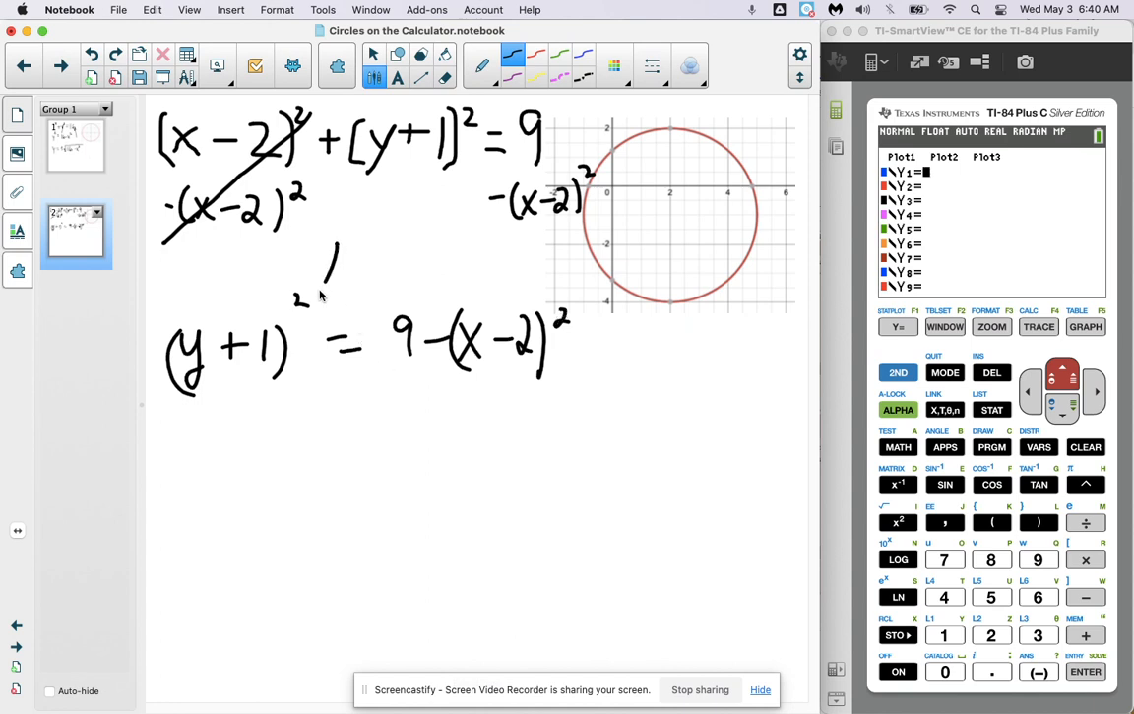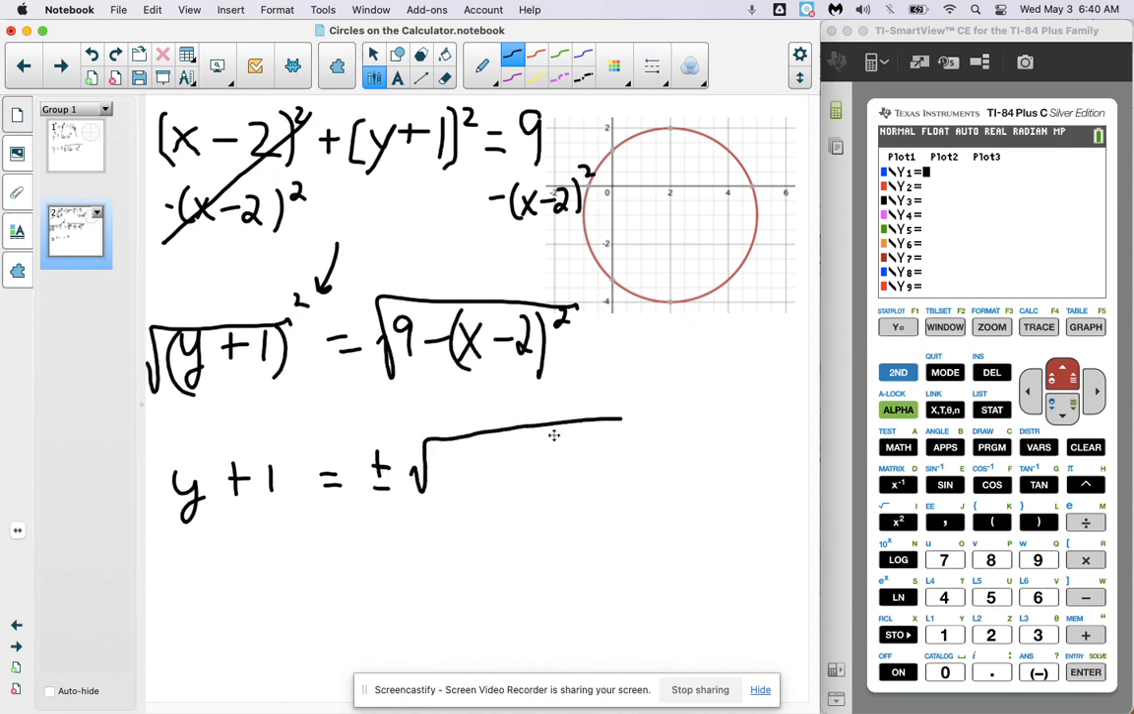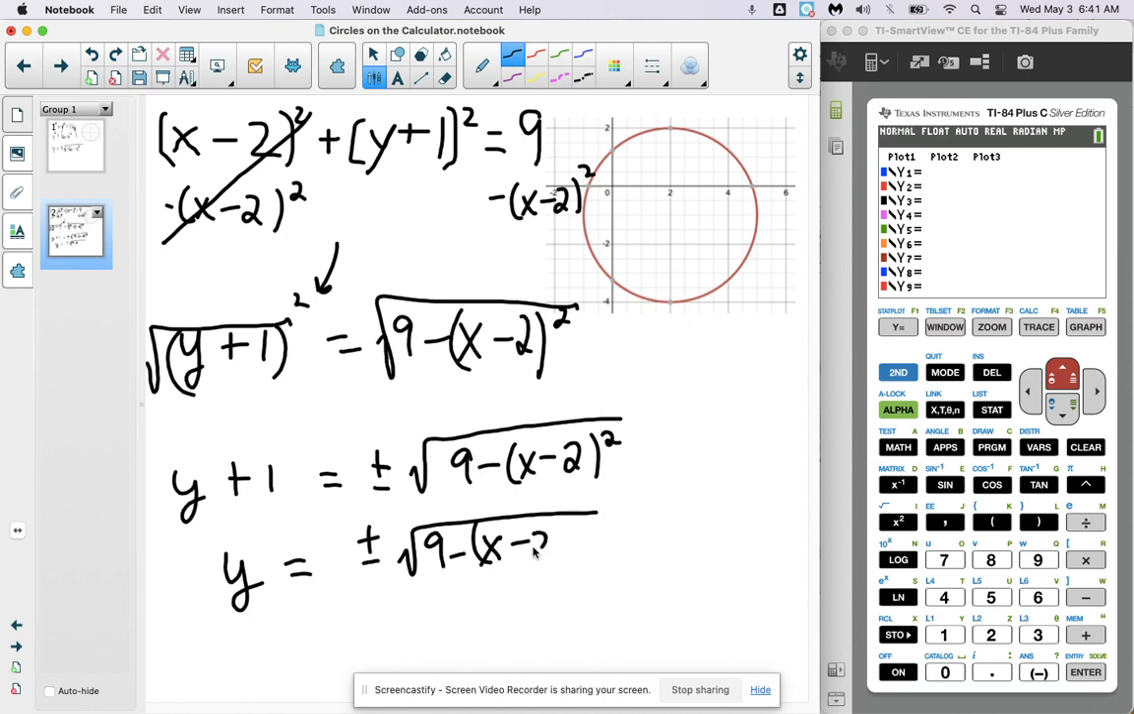But that does leave me with this square root by itself. So if I then follow that up with a square root of both sides, I'm left with y plus 1 is equal to plus minus the square root of 9 minus x minus 2 squared. And if my goal is to get it where it's y equals and I can actually type it in the calculator, then my last step is to just subtract 1 from both sides. So I have plus minus the square root of 9 minus x minus 2 squared, and then minus 1.